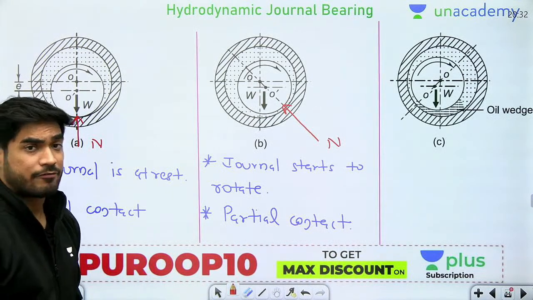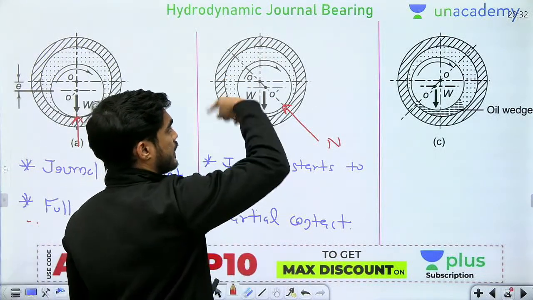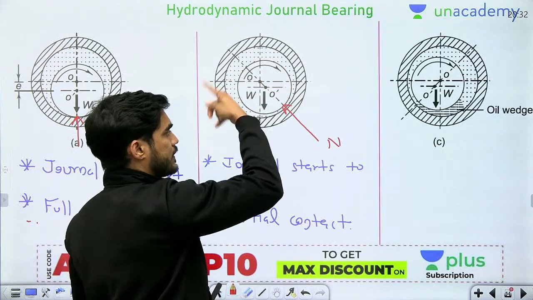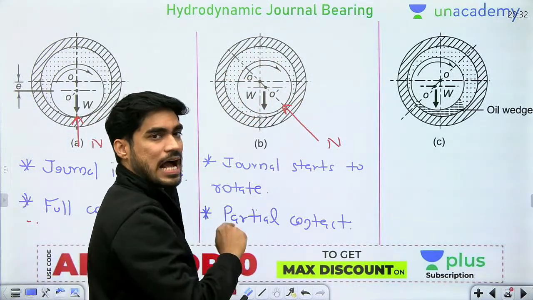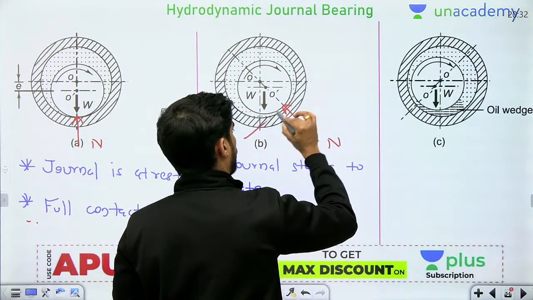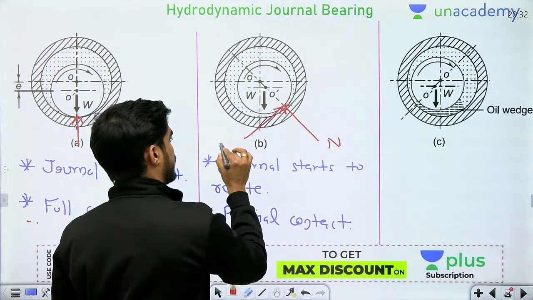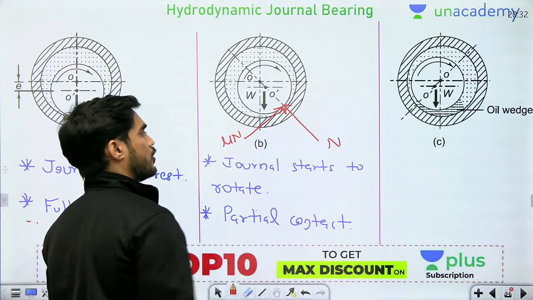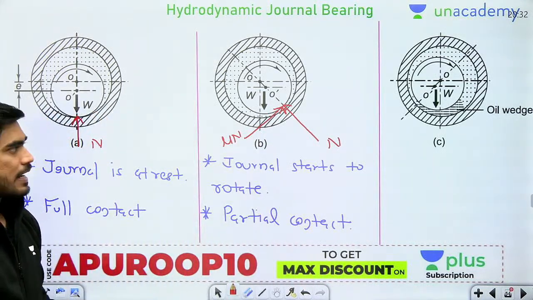And what will be the friction force? Direction of friction force. The journal is rotating clockwise, so friction force will be acting anti-clockwise like this, perpendicular to normal force, mu n, right?